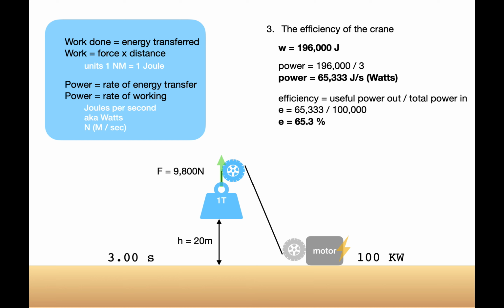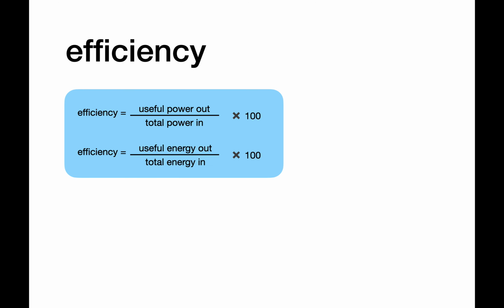It's not 100% because we lose some energy due to heat, electrical resistance in the motor, and friction in the motor's bearings as it's spinning. So not all of the energy goes into lifting the object. Efficiency, by the way, is just defined to be the useful power output divided by the total power input. You can also write it as the energy that you get out versus the energy you put in. They're entirely equivalent. Sometimes you'll be using power, sometimes you'll be using energy, depending on the problem you're trying to solve. And then we just turn it into a percentage by multiplying by 100.